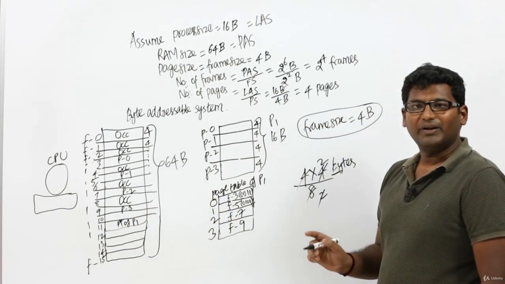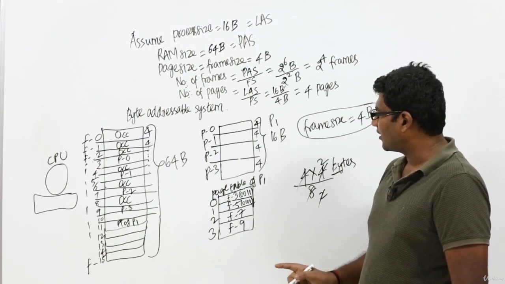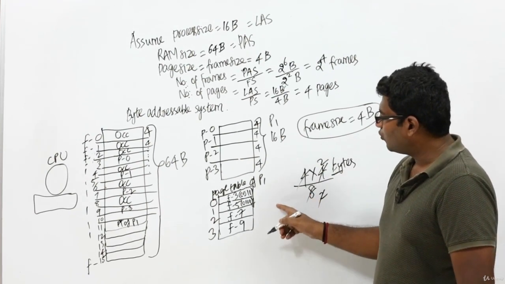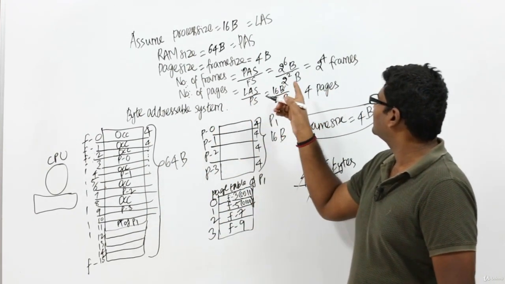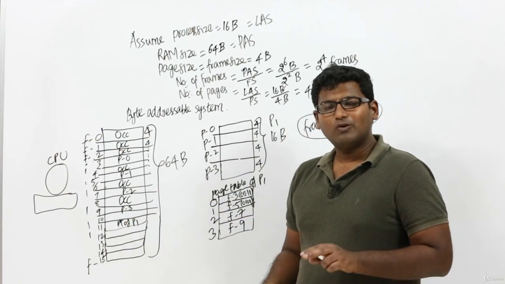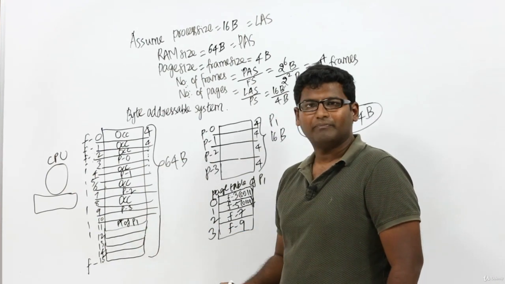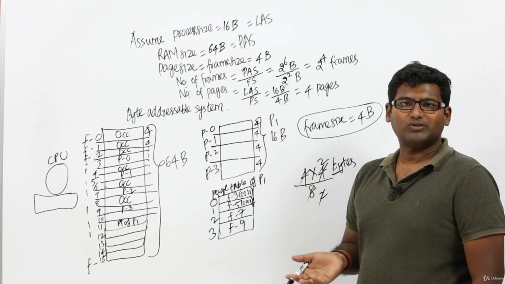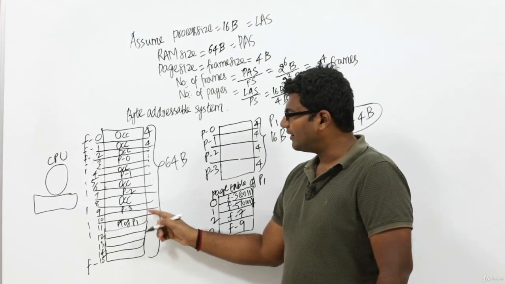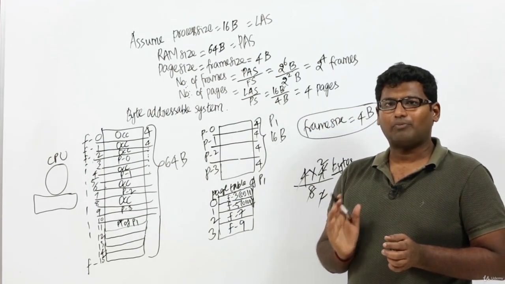One important point you need to notice here is, see, the size of the page table is 2 bytes, and the size of a frame is 4 bytes. So after placing these 2 bytes inside the frame, another 2 bytes will be left out. Another 2 bytes will be free inside this frame. Now, can we use it for some other process? No, we cannot use it. So clearly there is an internal fragmentation problem. So paging suffers from internal fragmentation.